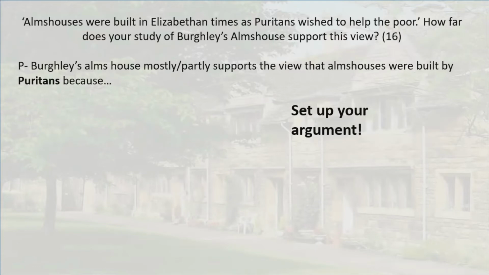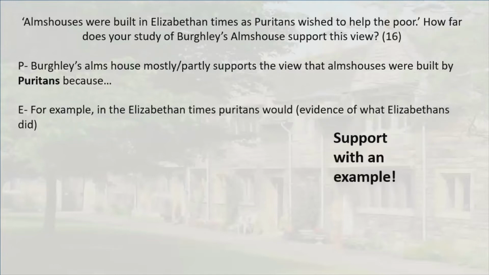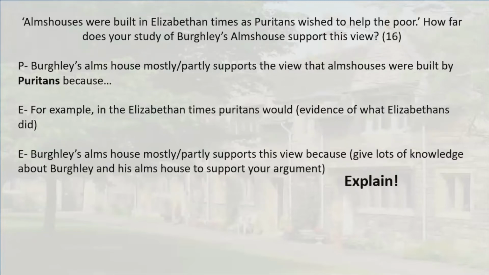So reminders on PEEL paragraphs before we move on any further. In this particular question, remember to set up your argument, repeat the question back and make your argument. So: I mostly or partly agree that almshouses were built by Puritans for helping the poor because... and set up your argument. Give your evidence. So Puritans would do this. Give an example of what they did, give some facts.